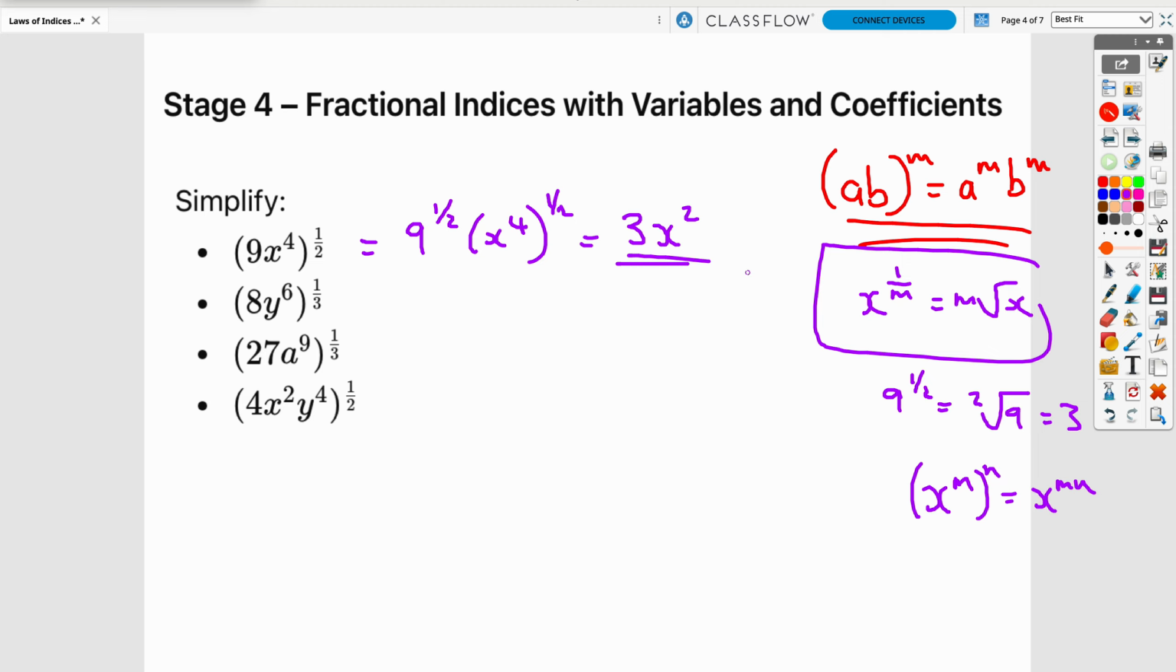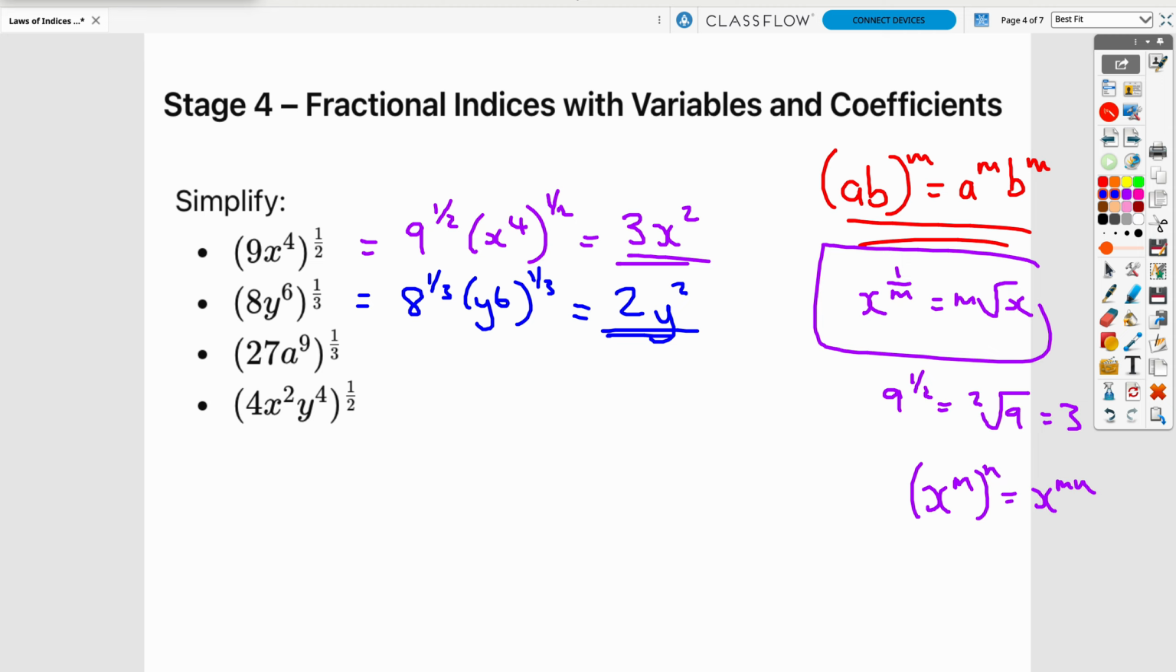Okay, so just like the previous stage, if you wanted to pause at this point and have a go at the rest, please do. I'm going to continue though, and we've got 8 to the power of 1/3. We've got y to the power of 6 to 1/3. Okay, so we've got the cube root of 8, I hope you agree, which is 2. And we've got 6 multiplied by a third. A third of 6 is 2, so the answer is 2y squared.